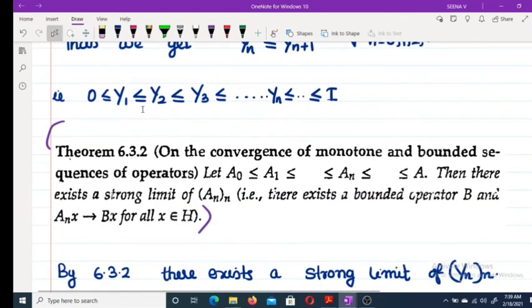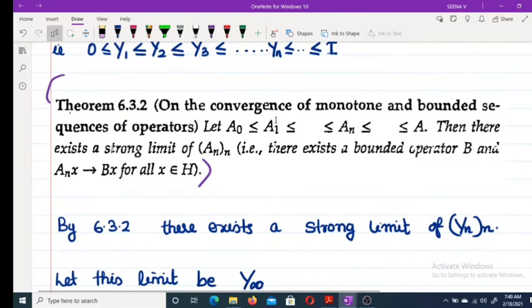That is 0 ≤ y1 ≤ y2 ≤ ... ≤ yn ≤ I, that we know. So we get the theorem statement like this: if 0 ≤ a1 ≤ ... ≤ an ≤ I, then there exists a strong limit of an. That means there exists an operator b and anx converges to bx. Therefore, this sequence also has a strong limit.